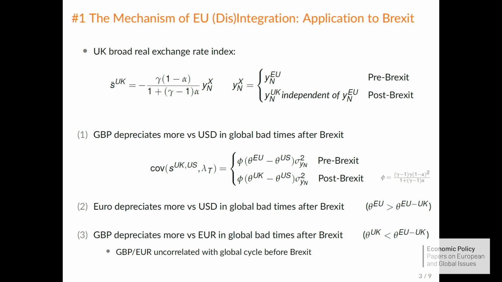The pound becomes a riskier currency relative to the euro, I meant pound-euro, after Brexit. In fact, you should expect the pound and the euro to move very tightly before Brexit as a result of their perfectly correlated shocks in the simpler version of the model.